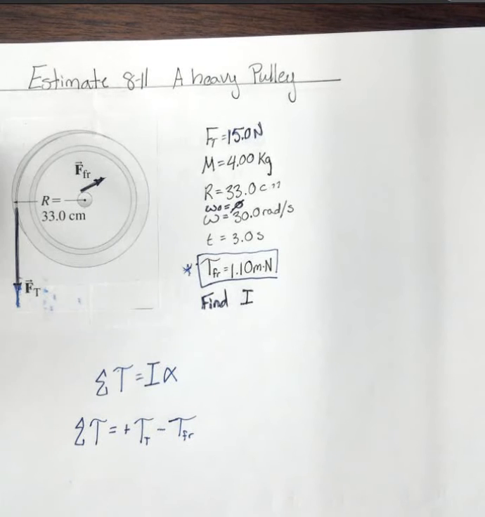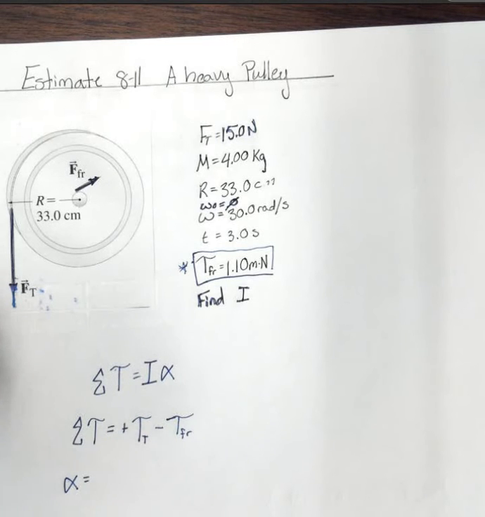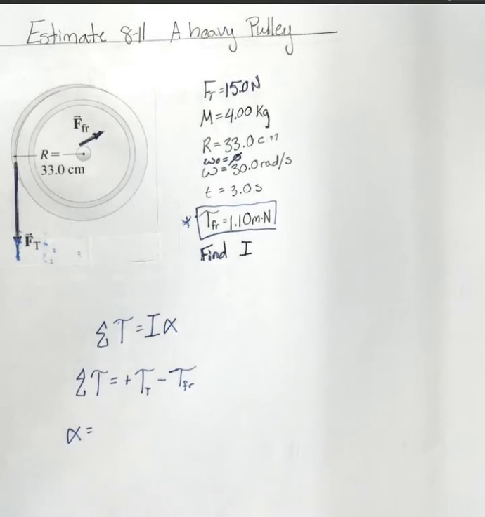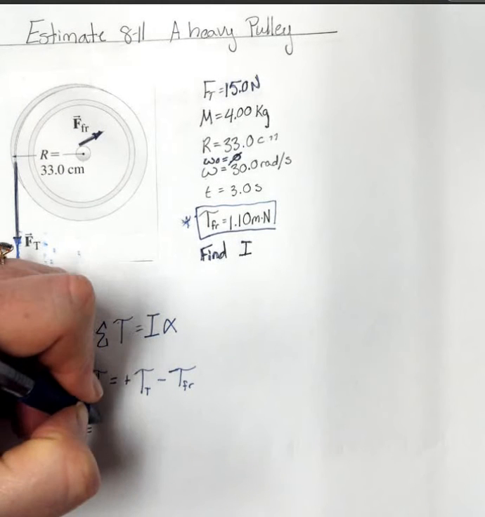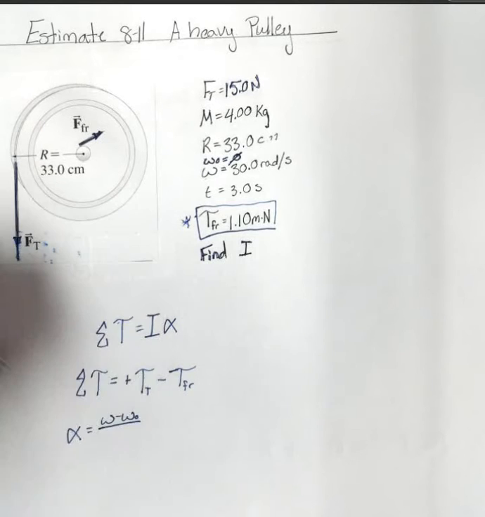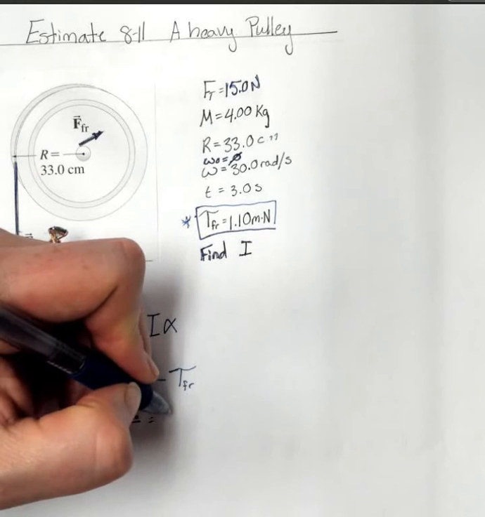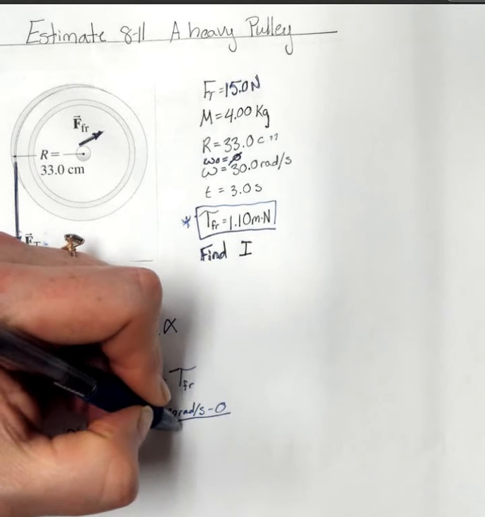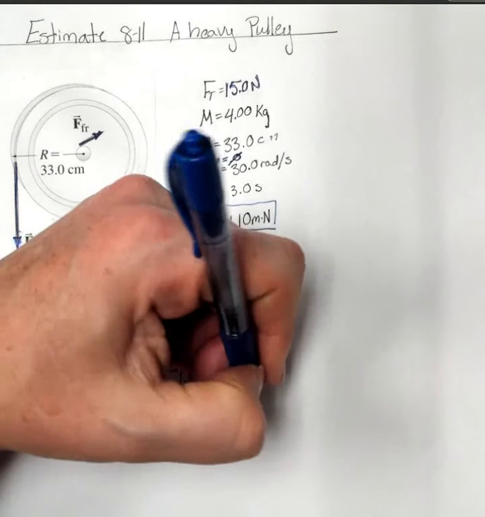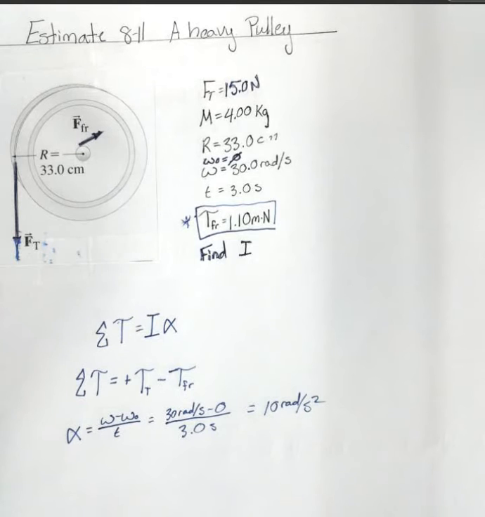I also am going to need to figure out the angular acceleration. Angular acceleration could be given from translational values, but I wasn't given any translational motion values. I was only given initial and final angular velocity and time, so I'm going to be using omega minus omega naught divided by the change in time. That's equal to 30 radians per second minus 0 divided by 3.0 seconds. 30 divided by 3 is 10 radians per second squared. So that was a pretty straightforward calculation.